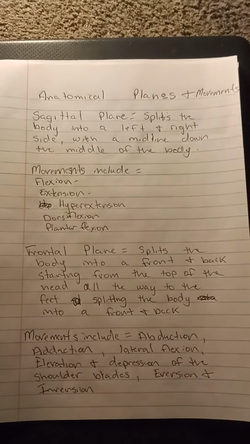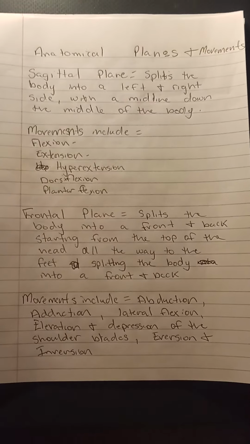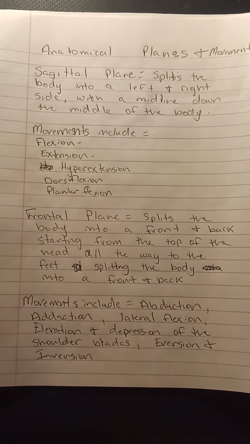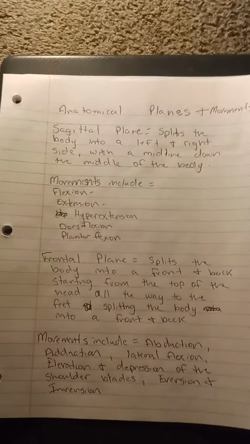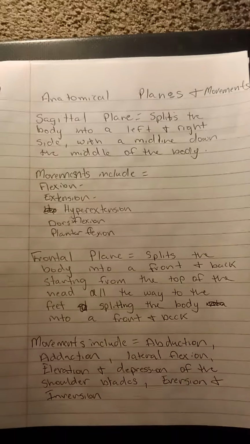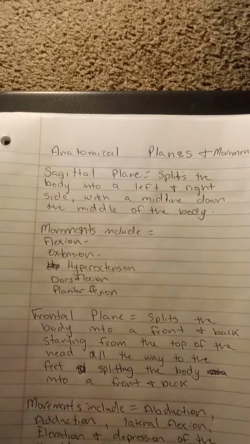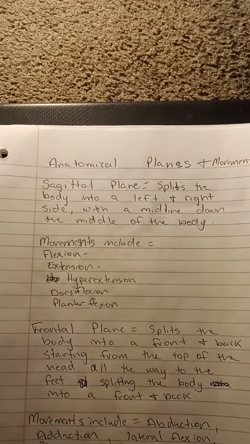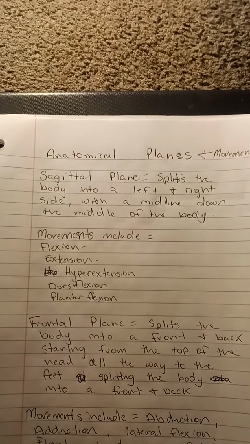So now I want to get into some anatomical planes and movements. These planes are basically imaginary planes, but they're two-dimensional planes that we have amongst our bodies, and certain movements occur in these planes. The first one is the sagittal plane, which splits the body into a left and right side with a midline down the middle of the body.